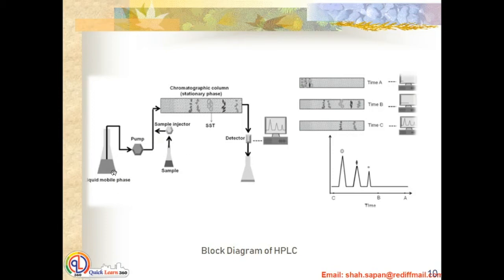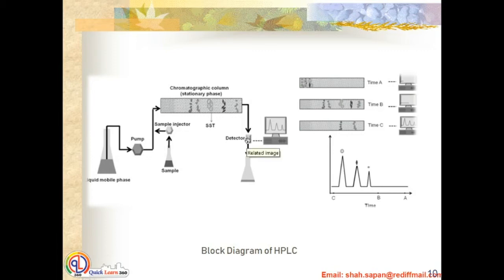So the mobile phase carries this sample along with it and passes it through the column. The column will separate the components, and component A, which has a very low affinity with the stationary phase of the column, will pass first and will be detected with the help of a detector.